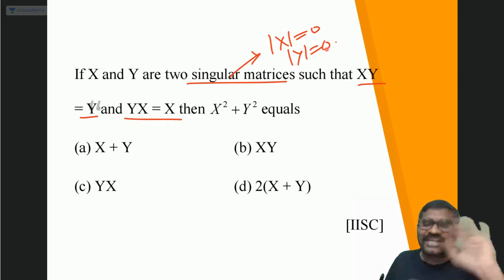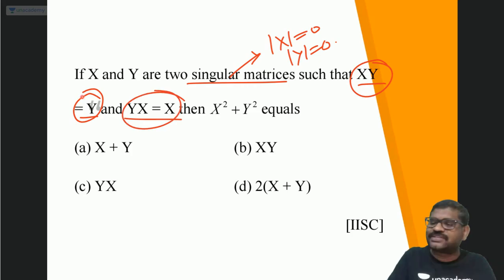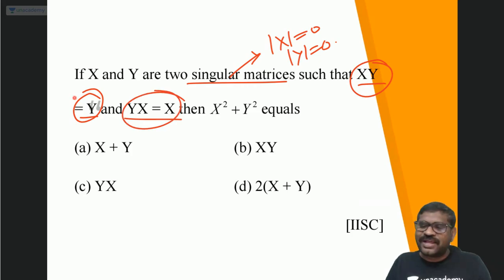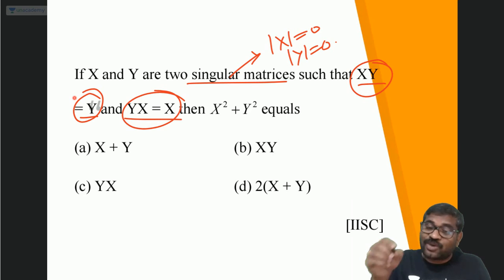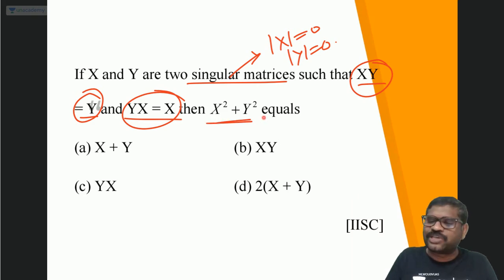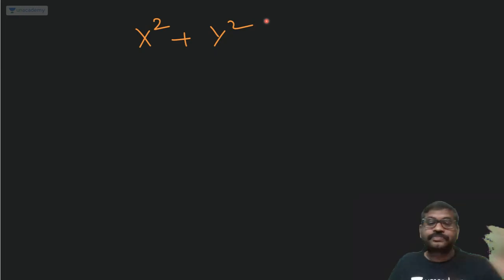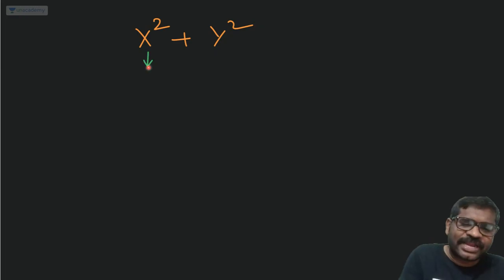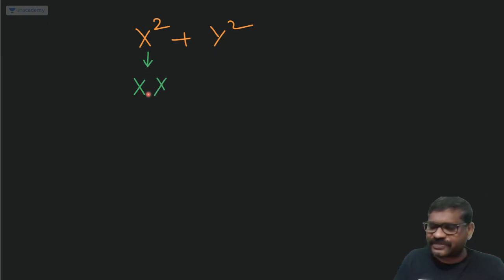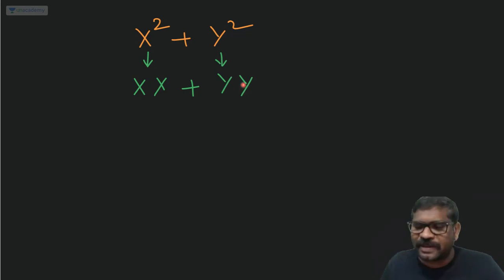Sir, what are the given conditions? XY equal to Y and YX equal to X. Okay. XY equal to Y and YX equal to X are the hints to solve the problem. What is your problem? X square plus Y square is which of the following? Concentrate here. X square plus Y square. X square is nothing but X into X. Y square is nothing but Y into Y. We all know.